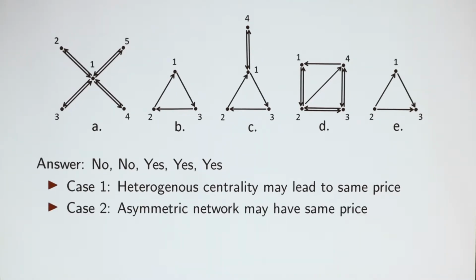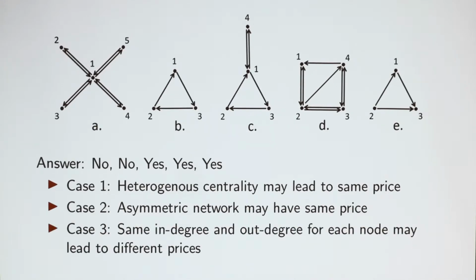For the second case, as we have mentioned before, this is a directed cycle, and there should not be any value of price discrimination. However, this is not a symmetric network, so asymmetric may lead to the same price. For case 3, if you look carefully at each node in this figure, you can see that it has the same in-degree and out-degree, but this leads to different prices. So the same in-degree and out-degree for each node may give a value of price discrimination.